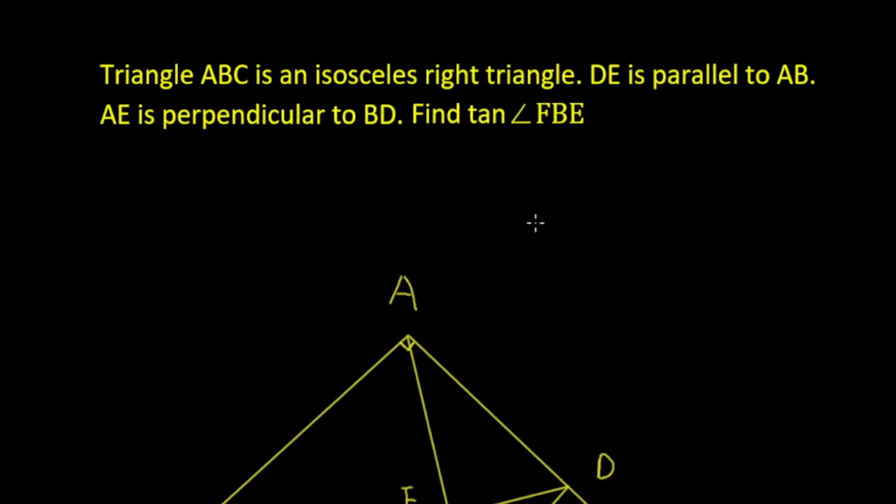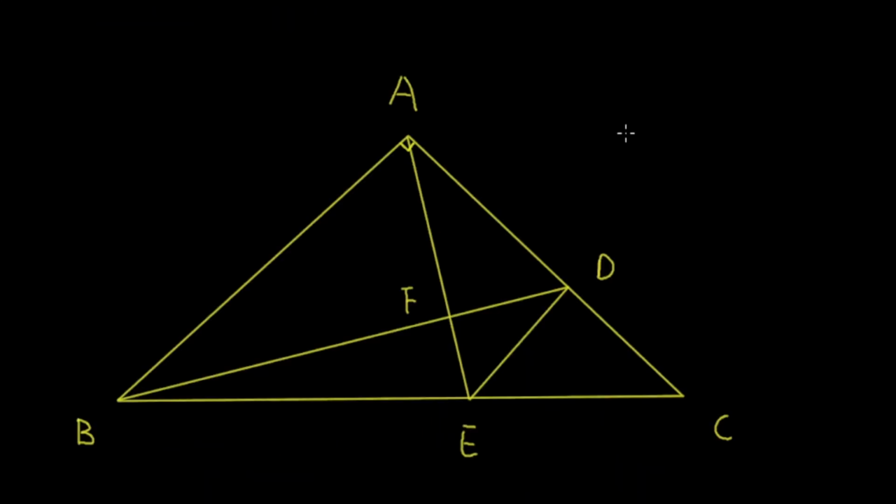Let's solve this question here. Triangle ABC is an isosceles right triangle. So over here, this is a right angle, and this is also an isosceles triangle. That means side AB and side AC have an equal length.